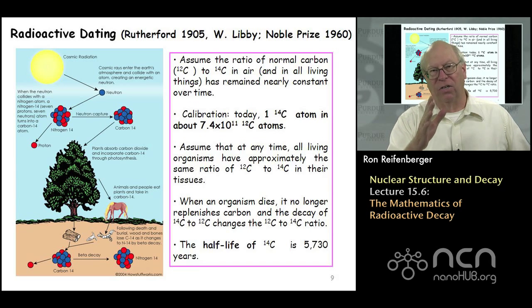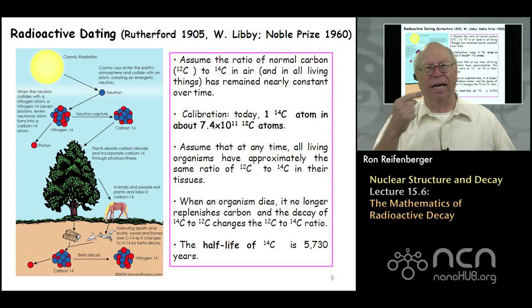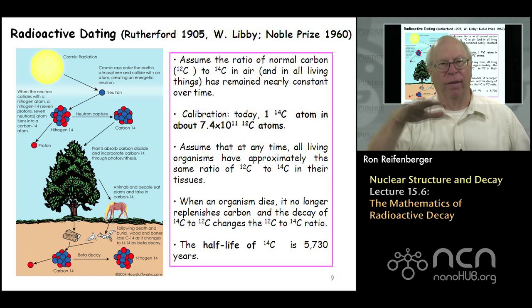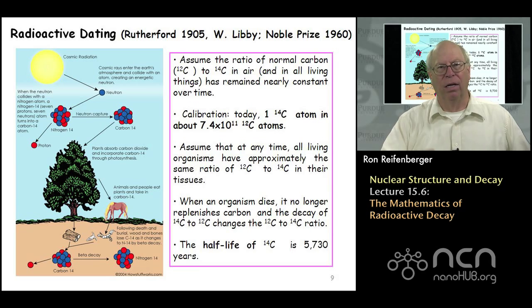Now that carbon-14 nucleus decays in a particular way, and you can measure that decay rate. And in the process of measuring that decay rate, you can then infer how much carbon-14 is in a particular part of your body. So the argument is that the carbon-14 is uniformly distributed throughout your bones, and that the ratio of carbon-14 to carbon-12 remains constant over time.